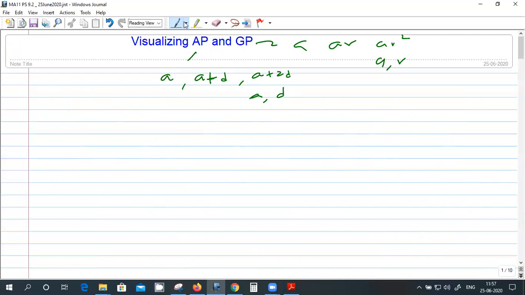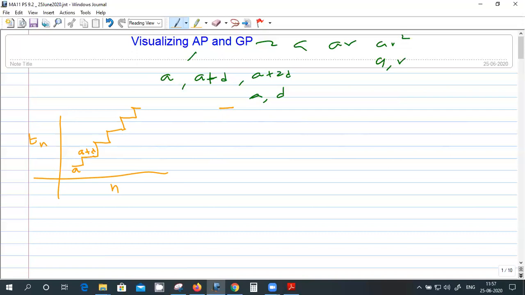Now if you have to represent AP by a diagram, I can represent like this. The term number, and the value of the term. The first one will be A, and the second will be A plus D. This value is A. This value is A plus D. Next will be like this. This is representation of an AP. Yes, sir. Y-axis is the value of the term.